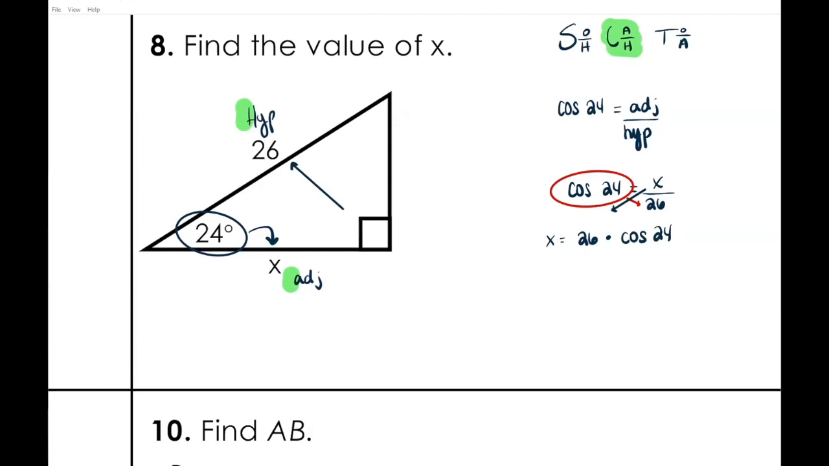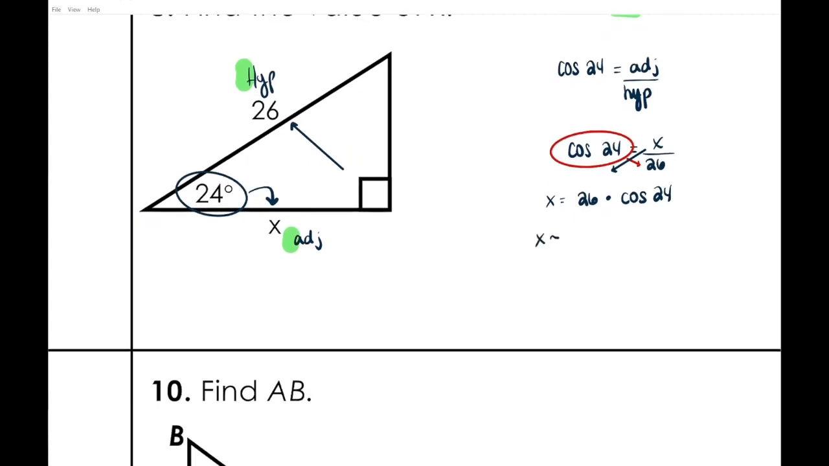Right to our calculator, 26 times cosine, the middle button, of 24, close parentheses. And x is approximately 23.8. Well, that's kind of a fun fact, huh?